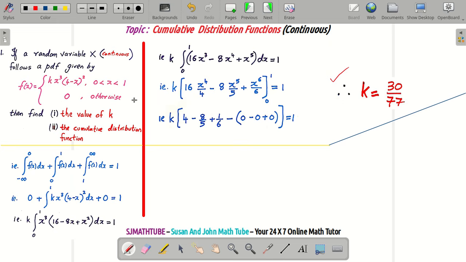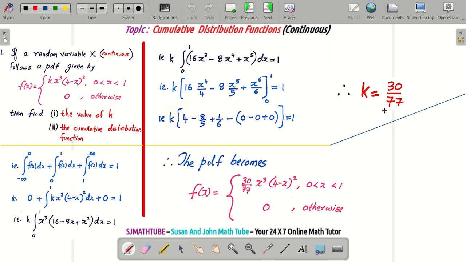Now I think you can see the PDF on the left side of the screen. So now we have to substitute the value of k. So I hope things are good till here. Now let's go for the second question, and this video is dedicated to that second part.